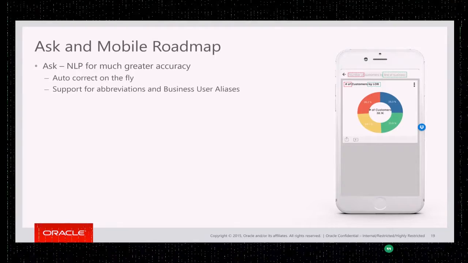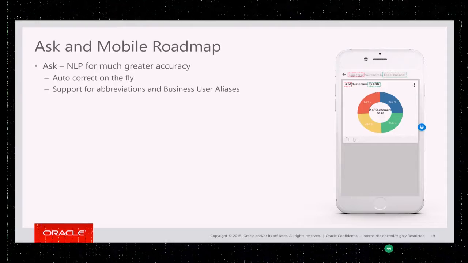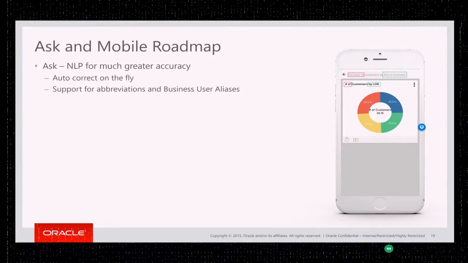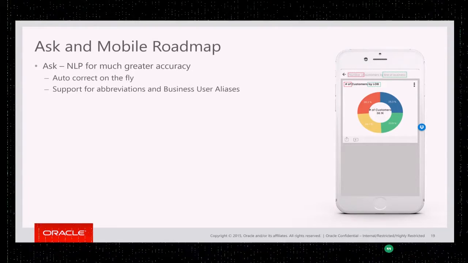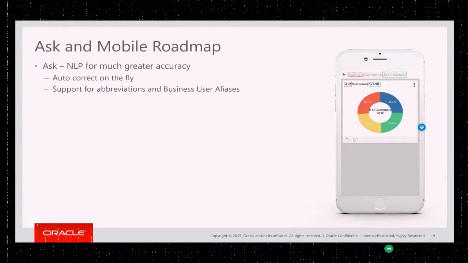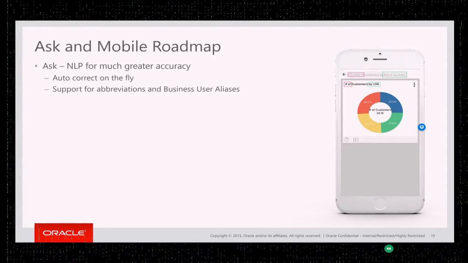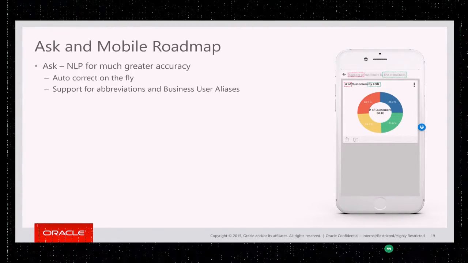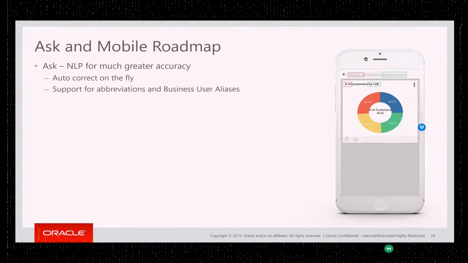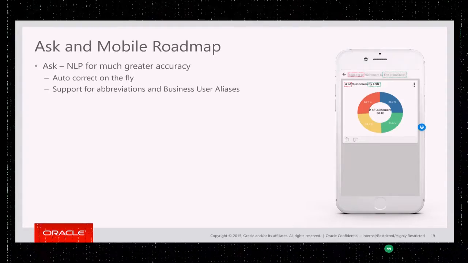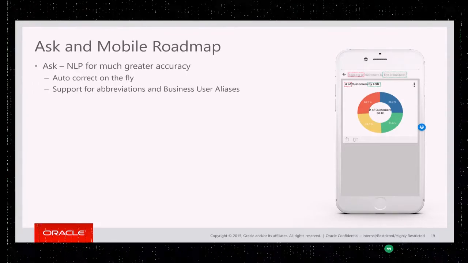It also supports abbreviations and business aliases. So if I say number of customers by line of business, but my semantic layer has hashtag of customers, that's what we call it, or hashtag of cust, right? That's number of customers. And line of business in the semantic layer is LOB, right? So now we support these aliases and these expansions of acronyms and synonyms, if you will, as part of the Day by Day or Ask experience.